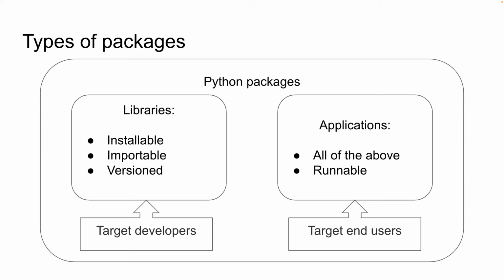An application is very close to the library. It has everything that the library has, but it also has a runnable entry point. Sometimes it has multiple entry points. An application targets end users. And when we're talking about Python application, the type that I'm going to use here is a console application. It runs in your terminal. But there can be a web application, there can be a GUI application, so there can be all sorts of different types of applications.